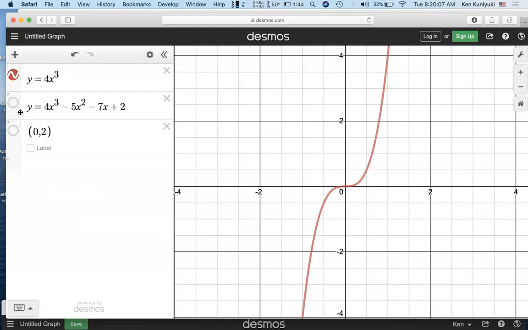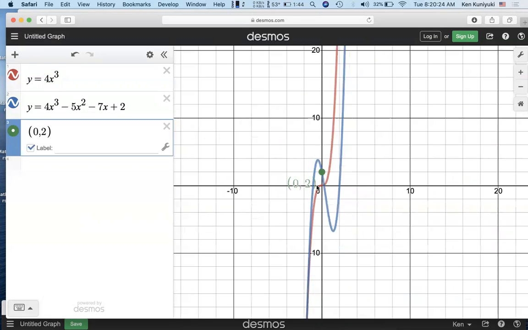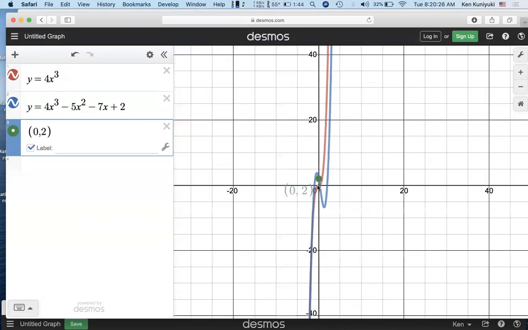And the same is true for the graph we care about. Notice that the y-intercept is at (0, 2). That's what that constant term tells us. But the leading term, 4x cubed, which is the same as this, tells us that both of these graphs will have the same long-run behavior for all practical purposes.